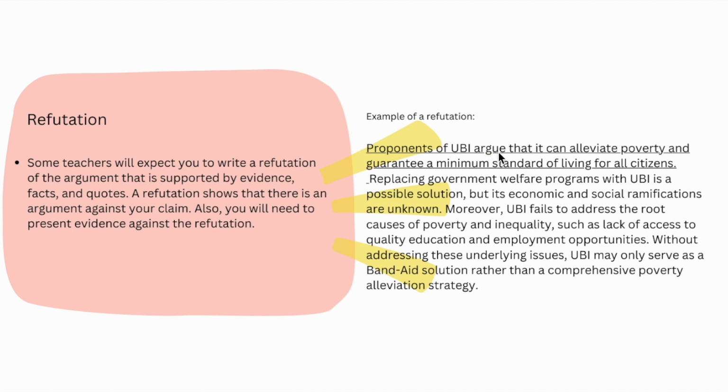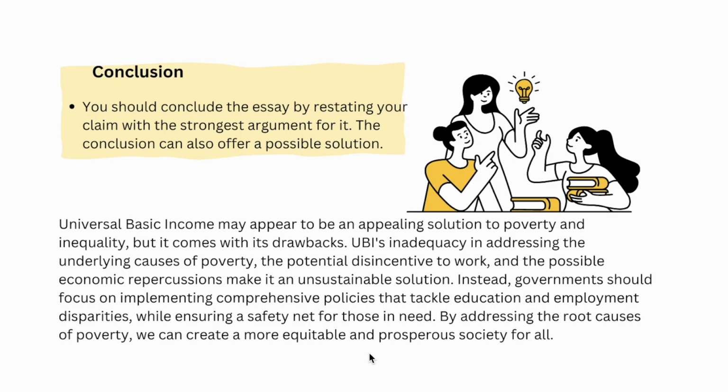Proponents of UBI argue that it can alleviate poverty and guarantee a minimum standard of living for all citizens. Replacing government welfare programs with UBI is a possible solution, but its economic and social ramifications are unknown. Moreover, UBI fails to address the root causes of poverty and inequality, such as lack of access to quality education and employment opportunities. Without addressing these underlying issues, UBI may only serve as a band-aid solution rather than a comprehensive poverty alleviation strategy.